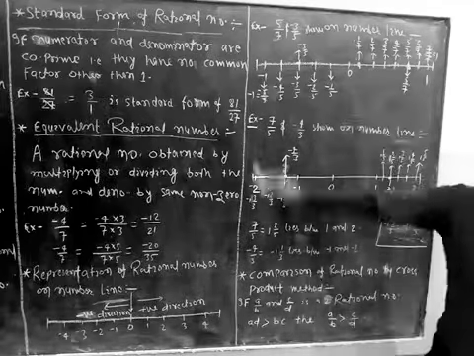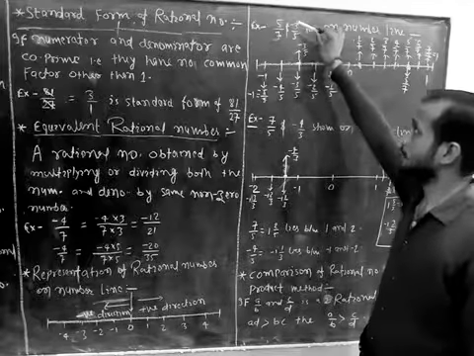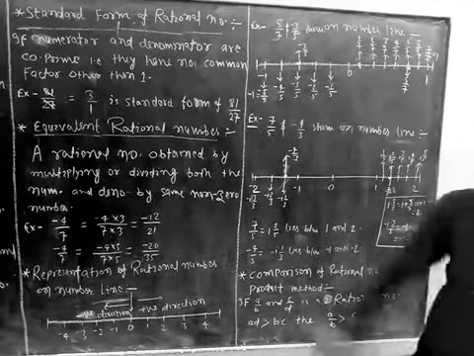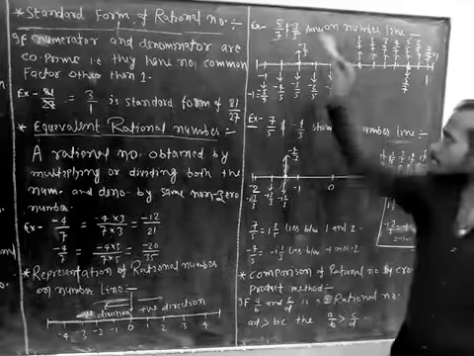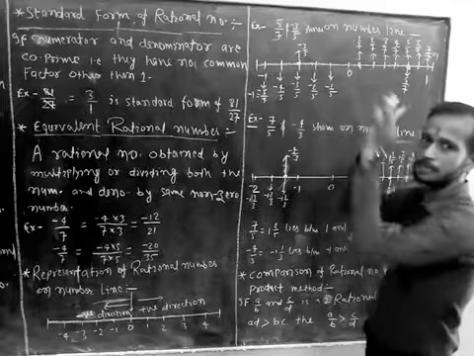Next, minus 3 by 5. Minus 3, that means 3 is less than 5, that means the numerator is less than the denominator. Hence, this number lies between 0 and minus 1.